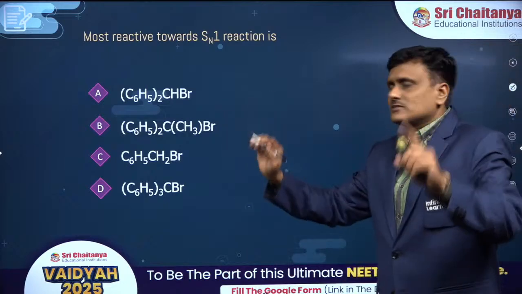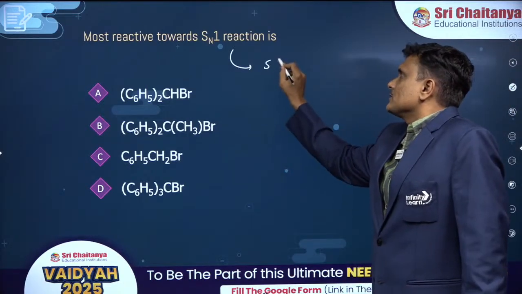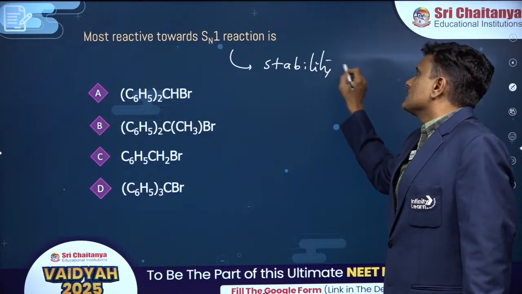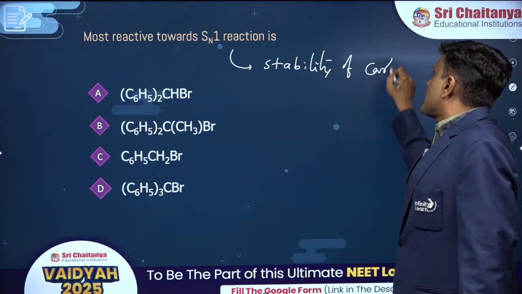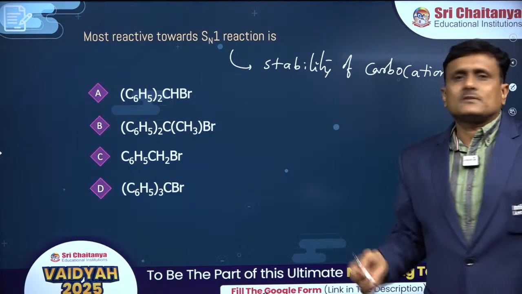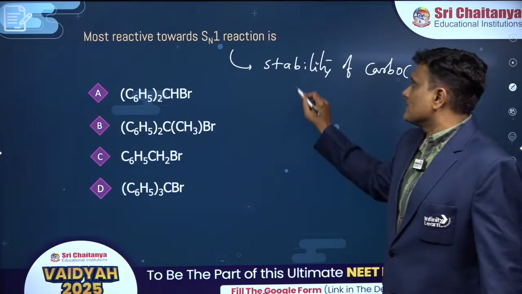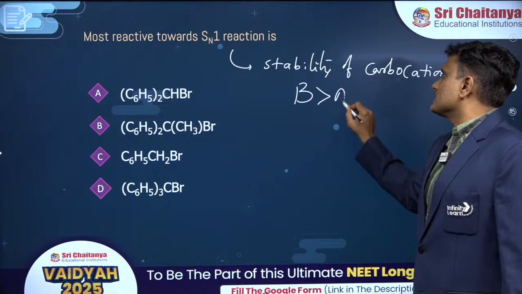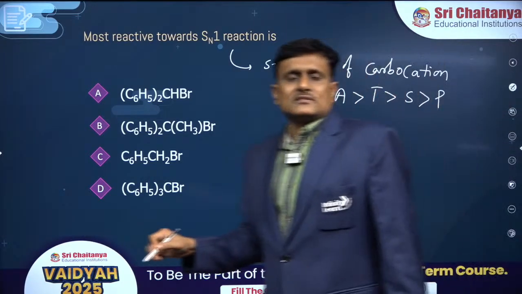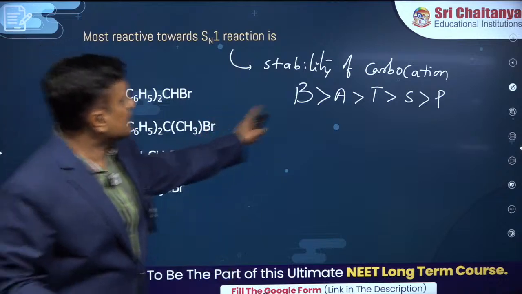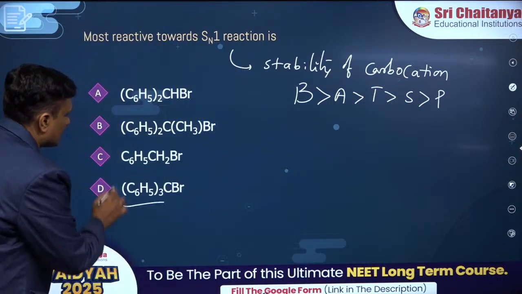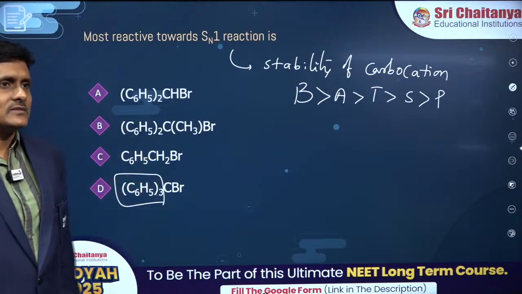SN1, as soon as you see SN1, remember stability of carbocation. That's all, only one factor. SN2, steric repulsions, that's all. Which one has the most stable carbocation? Always remember BATSP: benzylic, allylic, tertiary, secondary and primary. The more benzylic, the more stable. The more stable, the more reactivity.